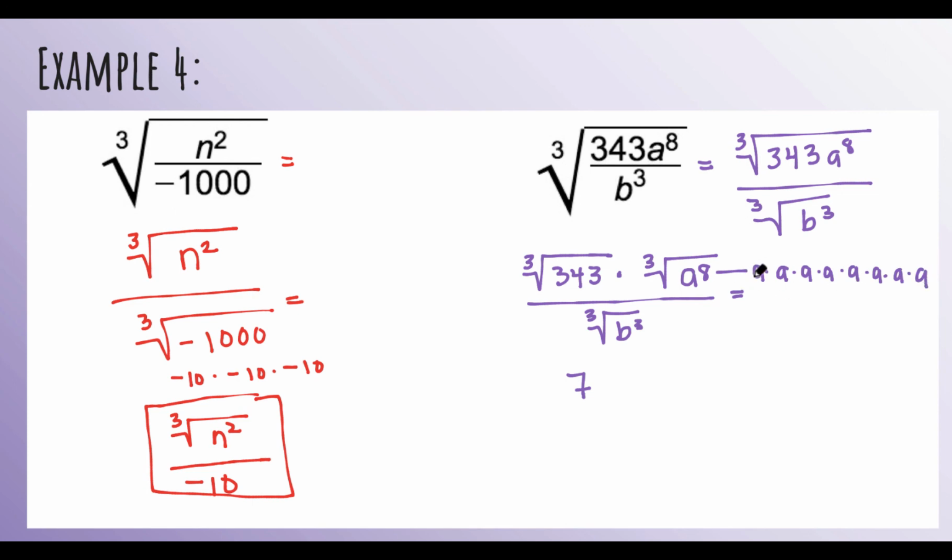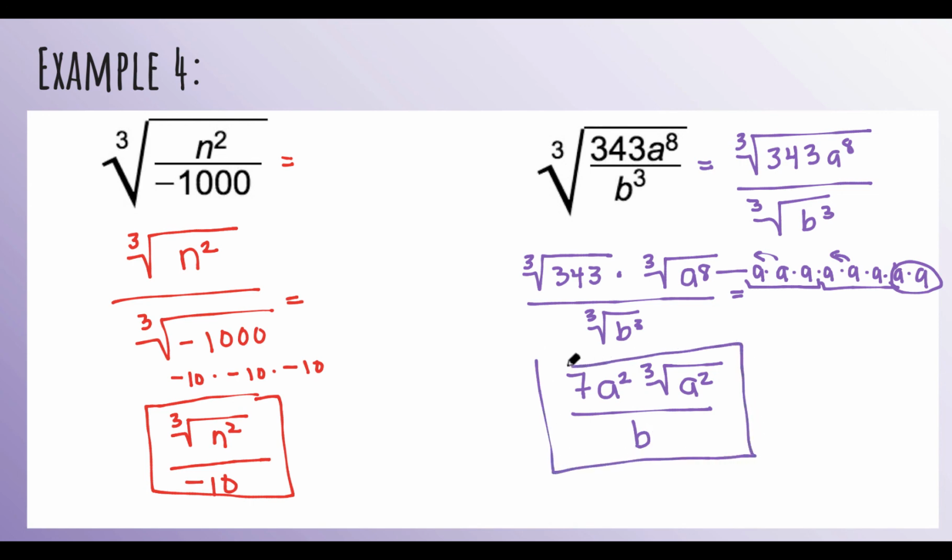All right, so if we think about this, these 3 a's, we're going to be able to take an a out of the radical, and then we have 3 more. We're going to take an a out of the radical. So we're left with 2 a's underneath the radical. So we have a times a outside of the radical, which is a squared, and we're going to have cube root of a squared underneath. And all of this is going to be over the cube root of b cubed. B cubed is a perfect cube, so it's coming out of the radical, so we end up with a b. So our answer is 7a squared, the cube root of a squared, over b.